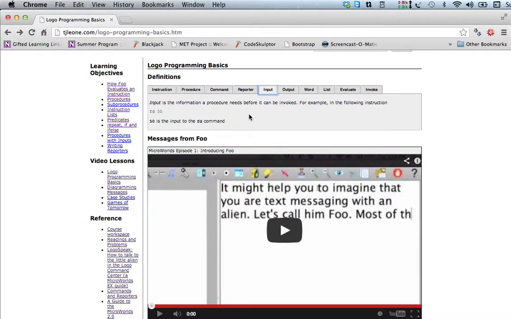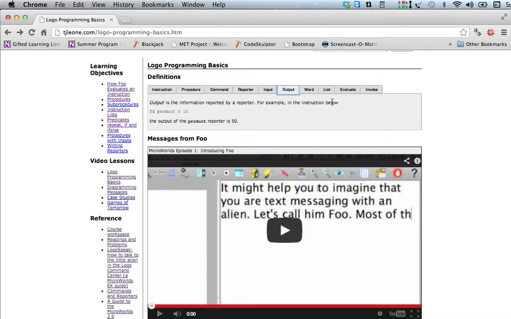So basically the instruction is not complete until all the input that's needed has been provided. FD by itself is not a complete instruction. It needs the input to FD to be a complete instruction. So 50 is the input, and the output is the stuff that the reporter reports. The output of the reporter.